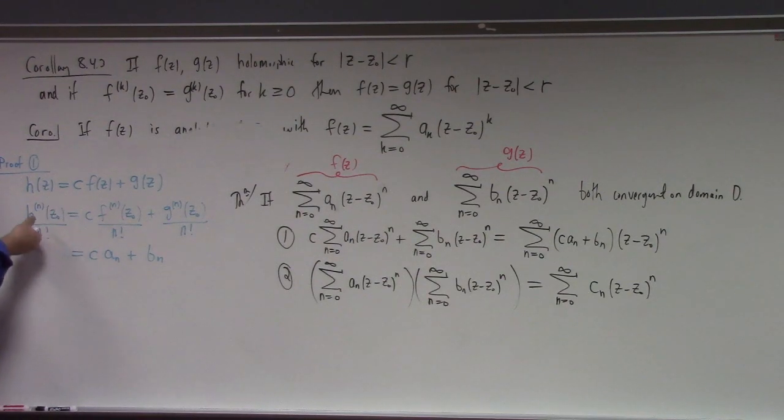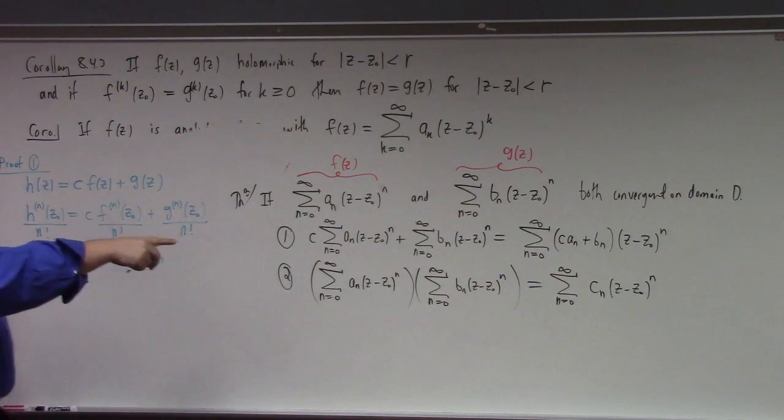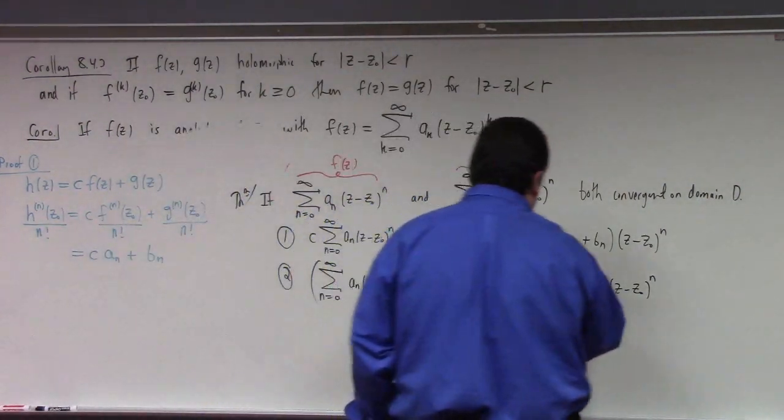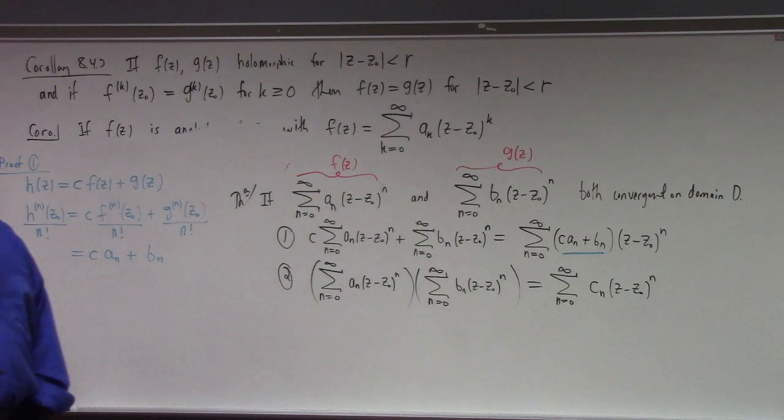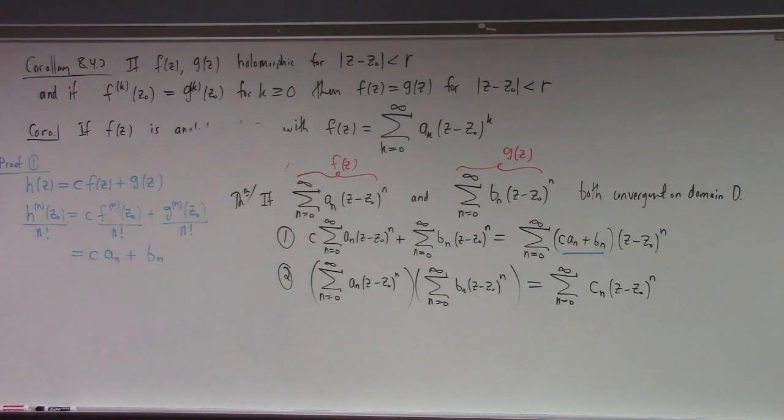And this over here is what? It's the coefficient for the nth term in the resulting function h of z, which is what I've written over here. See? And that proves one, because two power series are determined by their coefficients. Okay?